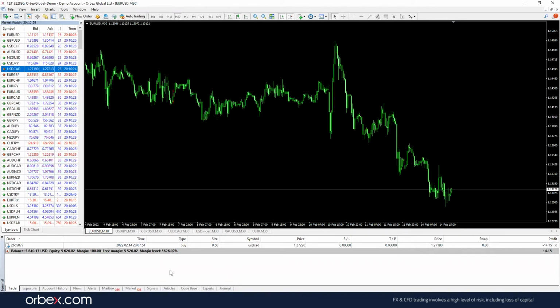And in doing so, it has actually affected your margin level. So 100% is your margin call, and then below that, if it falls further, your trades will start getting stopped out, and nobody wants to see that, obviously.